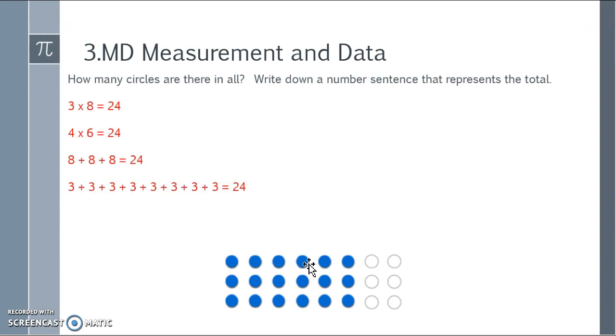So you could have 3 times 8. You could have 4 times 6, which is half of 8 and double 3. You could have 8 plus 8 plus 8, or 3 plus 3 plus 3 plus 3 plus 3 plus 3 plus 3 plus 3, like we learned in 2nd grade.